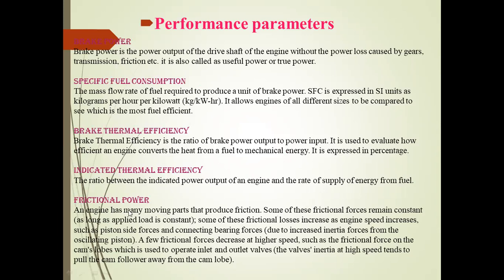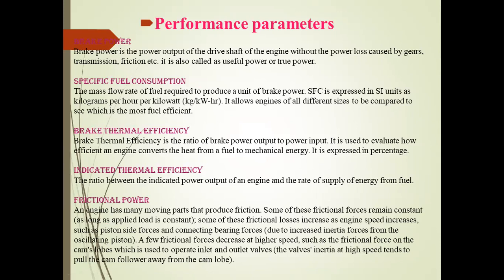Next we can discuss the frictional power. An engine has many moving parts that produce friction. Some of these frictional forces remain constant. Some of these friction losses increase as engine speed increases, such as piston side forces and connecting rod bearing forces, due to the increased inertia force from the oscillating piston. A few frictional forces decrease at higher speed, such as the frictional force on the cam lobes, which are used to operate the inlet and outlet valves.